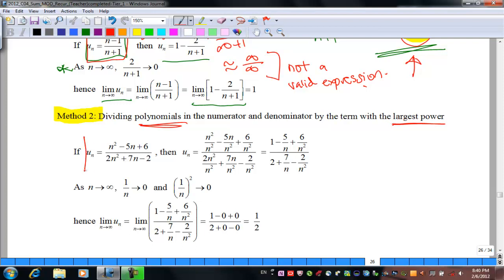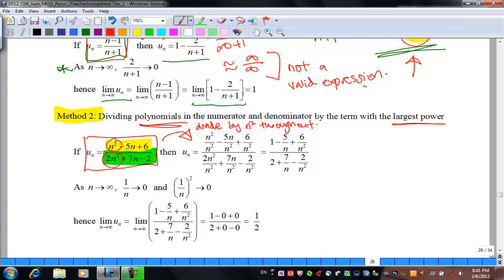So suppose un is of this form now: n squared minus 5n plus 6 over 2n squared plus 7n minus 2. We see one polynomial, which I highlight in yellow, in the numerator, and a different polynomial, highlighted in green, in the denominator. Now, in these two polynomials, what is the largest power? In the top, the largest power is n squared. And in the denominator, the largest power is also n squared. So by method 2, I divide by n squared throughout. Okay?